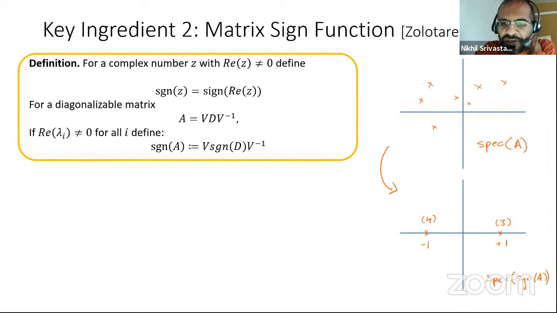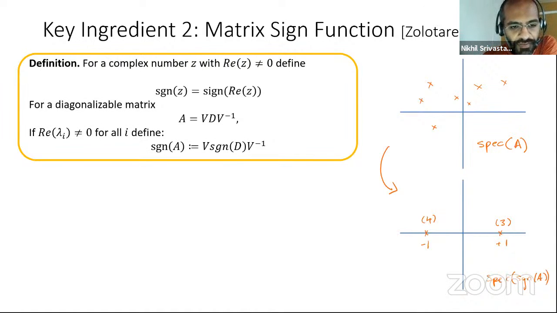So what's shown here on the right is a picture. On the top, you have a matrix with 7 eigenvalues. That's the spectrum of the matrix in the complex plane. And if you compute the Sine function of that matrix, its spectrum has only 2 eigenvalues, +1 with multiplicity 3 and -1 with multiplicity 4. You can define the sine function for non-diagonalizable matrices, but in this case, we'll only need the diagonalizable case. So we use this definition.